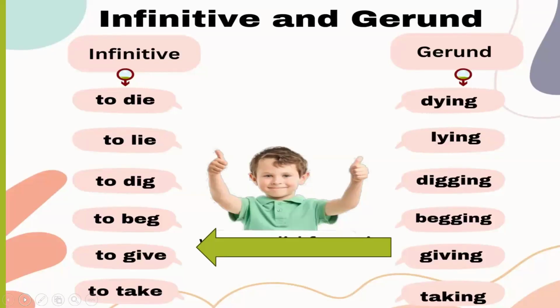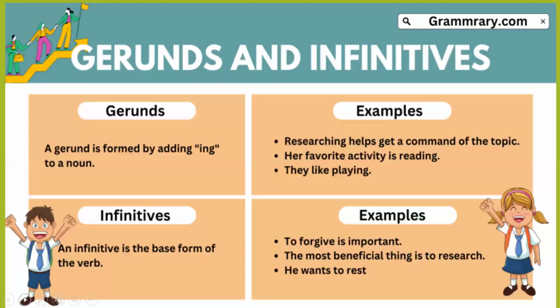There are a few lists of infinitives and gerunds. Infinitive examples are to die, to lie, to dig, to beg, to give, to take. Gerund examples, when we add ing as a suffix: dying, lying, digging, begging, giving, taking. So these are examples of gerunds.